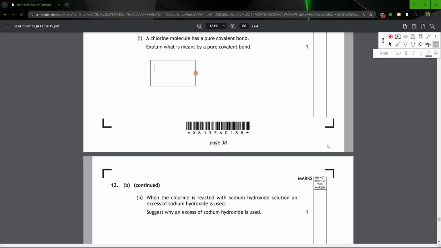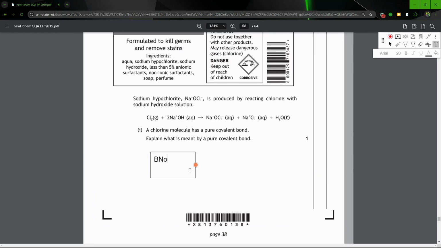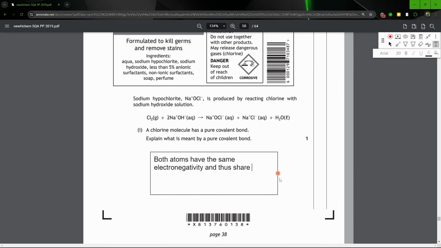Both atoms have the same electronegativity. That's not how you spell electronegativity. And thus share bonding electrons evenly in a nonpolar bond. Boom.